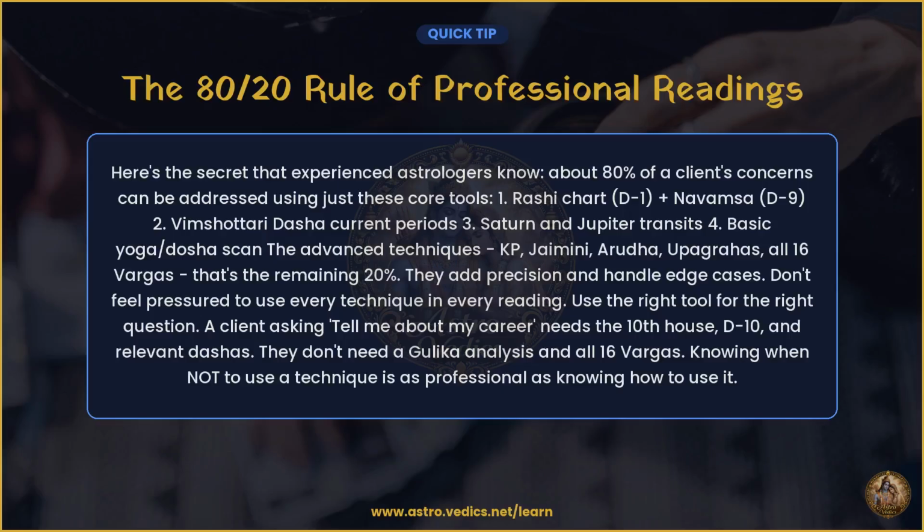The 80-20 rule of professional readings. Here's the secret that experienced astrologers know: about 80% of a client's concerns can be addressed using just these core tools. Rashi chart D1, Navamsha D9, Vimshottari Dasha, current period, Saturn and Jupiter transits, basic Yoga and Dosha scan. The advanced techniques, KP, Jaimini, Arudha, Upagrahas, all 16 Vargas, all Ashtakavarga, Deep Prashna, that's the remaining 20%. They add precision and handle edge cases.